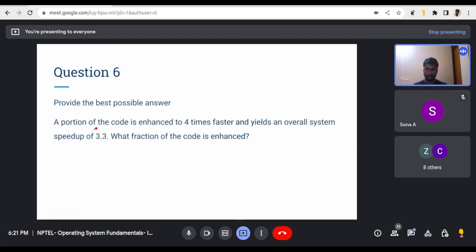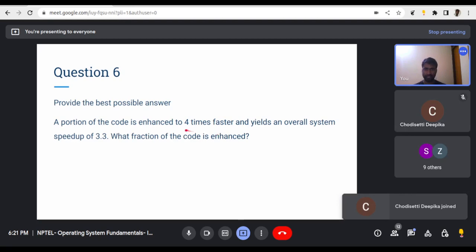So, again this is related to Amdahl's law, as you can guess from the question. A portion of the code is enhanced to be 4 times faster and yields an overall system speed up of 3.3. So what is the fraction of the code that is enhanced? Here you need to calculate the fraction of the code that is enhanced, right?